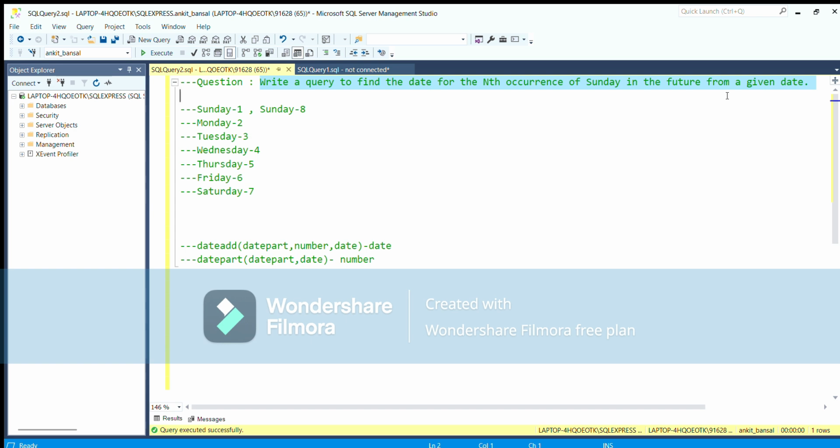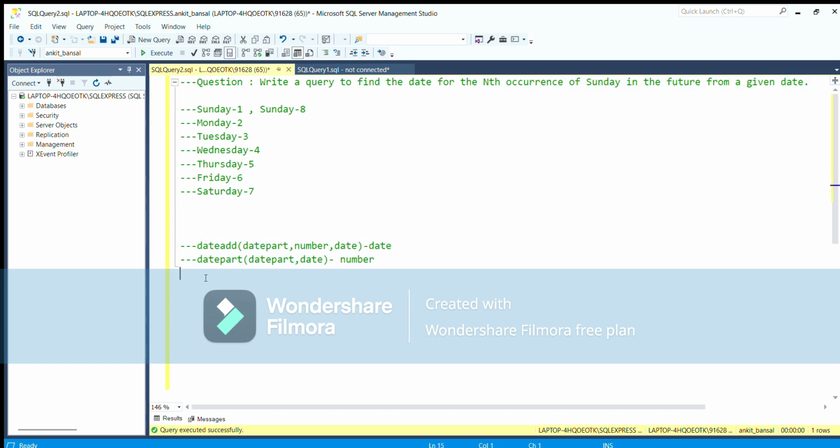Okay. So this is the concept behind this question. We need to find the occurrence. The interviewer will give you the occurrence, whether it is third, fourth, fifth, whatever it is. But this is the concept behind the question: nth occurrence of Sunday in the future from a given date. Okay. So before jumping towards the SQL queries, I want to explain two functions over here.